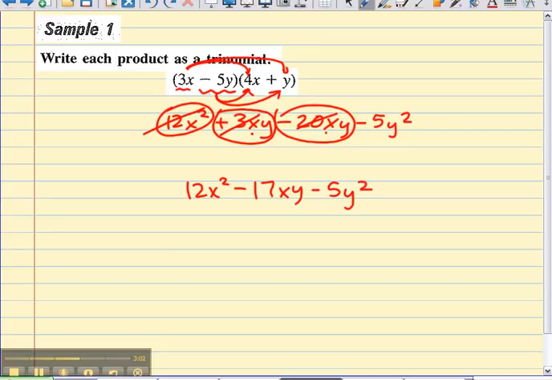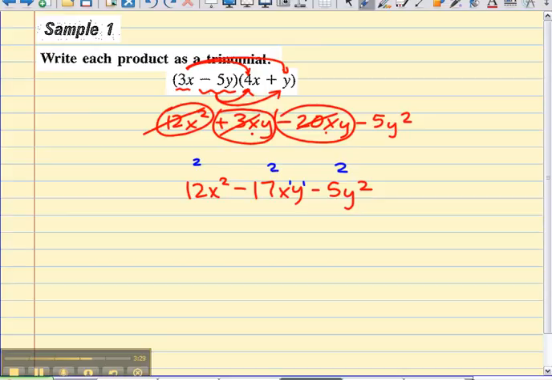Now, Ryan, just to talk about something that you were talking about a minute ago, what's the degree of this first term? 2. Okay. What's the degree of this second term? 1? No, 2. It's also 2, right? Because this is 1 and 1. What's the degree of the last term? 2. Now, looking at all of the degrees of this thing, what's the highest degree that I have? And they're all 2's, yes?